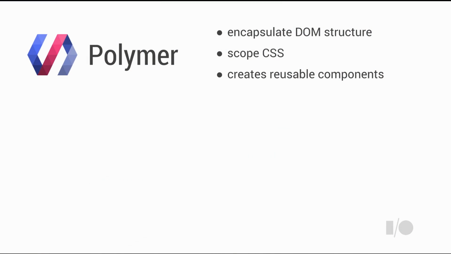All right. So Polymer, it's a whole bunch of technologies, but some of the things it does for you are it encapsulates your DOM structure, so that places outside your application don't need to see into the internal structure of each component. It scopes the CSS so your styles don't leak out and other people's styles don't leak in. And it essentially lets you create reusable components that you can share in your application and compose in your application. You can use other people's components. It brings really good software engineering principles to the web.